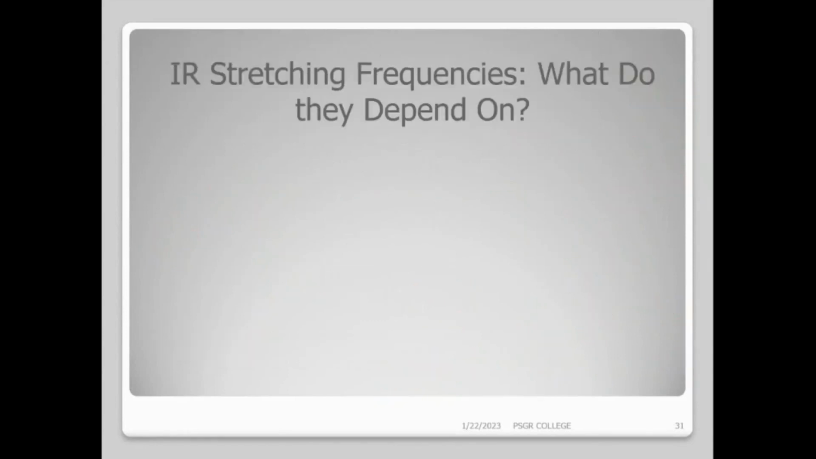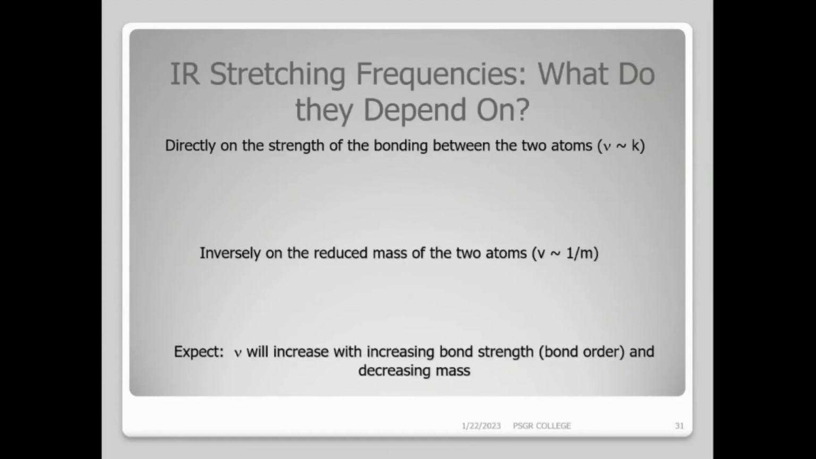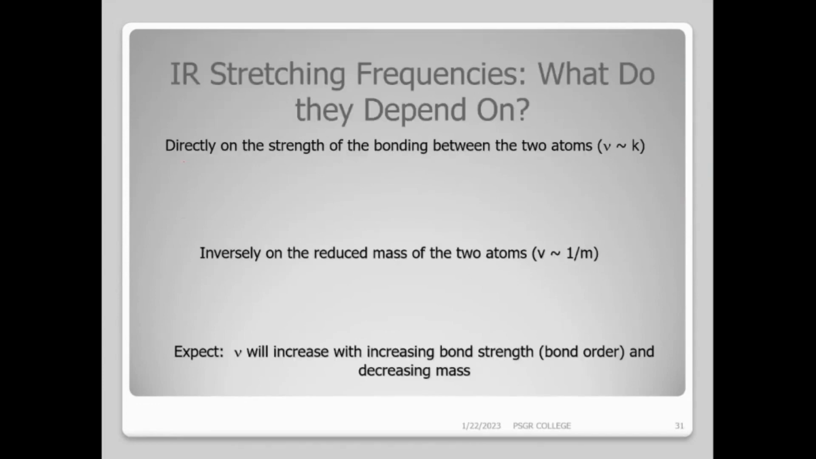Okay. So IR frequency depends upon two things. What? It depends directly on the strength of the bond and inversely on the reduced mass. Very simple. So wave number depends directly on the strength of the bond, inversely on the mass. So wave number will increase with increasing bond strength and decreasing mass.